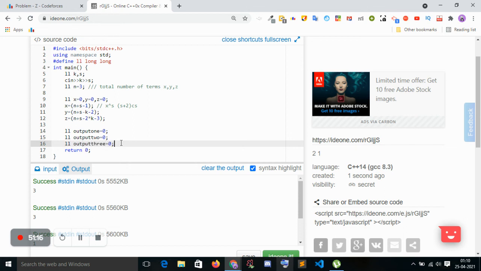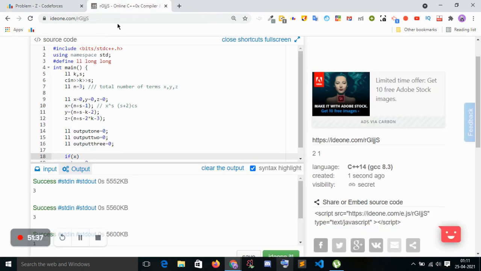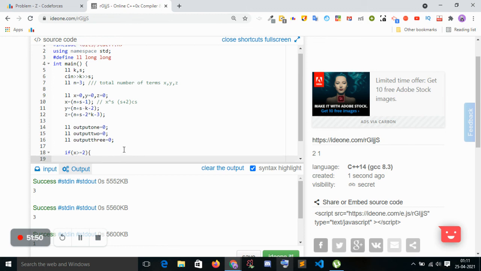3 equal to 0. Okay. So now after that, check if x. So let's try it, because the limit of s can be 0. So n is 3, 3 minus 1 is 2. If s is 0, then 3 minus 1 is 2. So x should be greater than or equal to 2. I will take the limit of x greater than or equal to 2. Why? Because s can be 0 and n minus 1, 3 minus 1 will become 2.